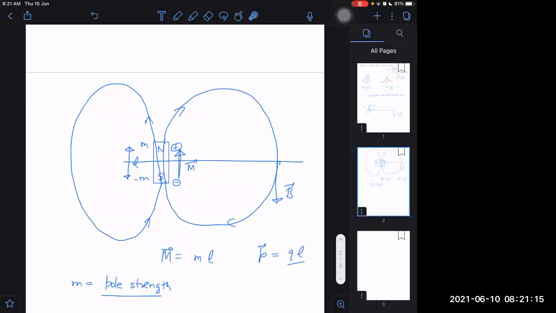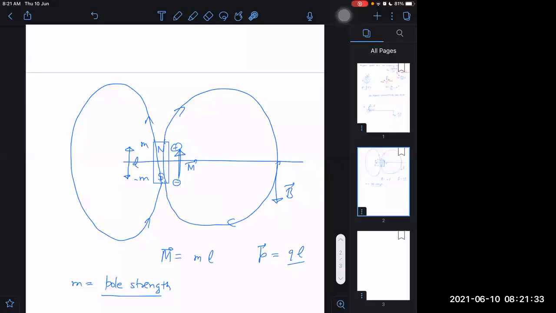Sir, in electrostatics, we derive the short dipole using electric field intensity, no, sir? Yes. Here, how do we derive this magnetic moment, sir? Wait, 2kM by r cube. Coming to that. I will tell you how we derive it.